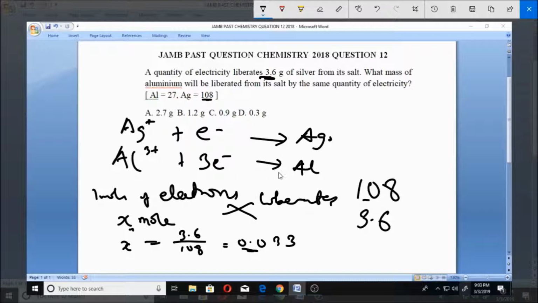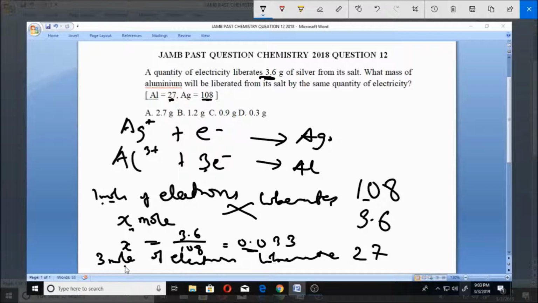But from our initial equation, we can see that it is 3 moles because of this 3. For silver it was 1 mole because here is 1. So for aluminium, 3 moles of electrons is going to liberate how many? It's going to liberate 27. You know, here it was 108 because it's silver, but for this we have 27. So 3 moles will liberate 27.